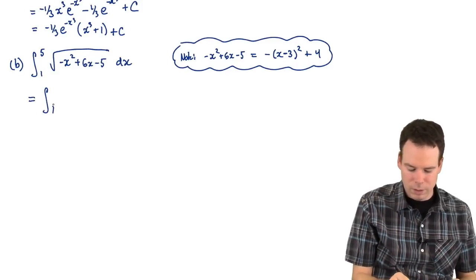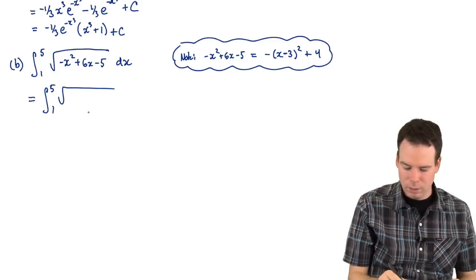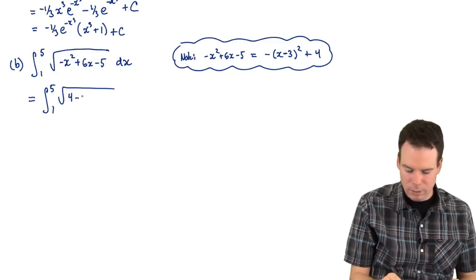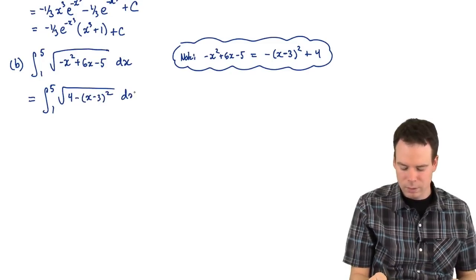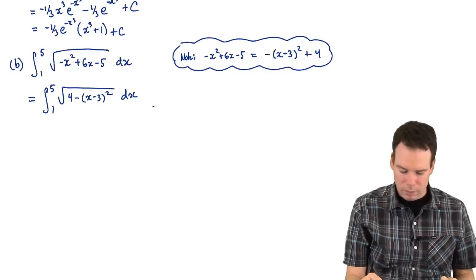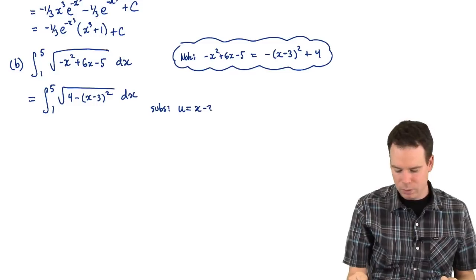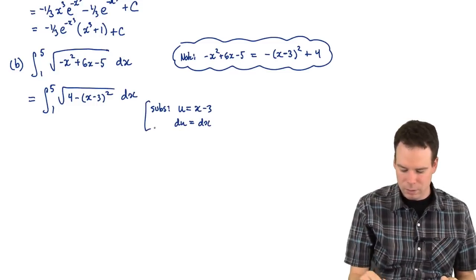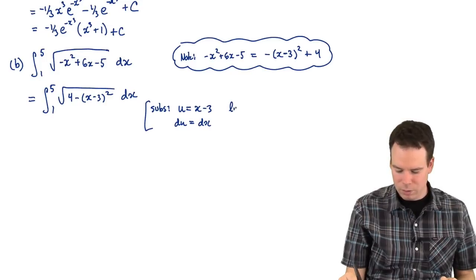So the integral becomes 4 minus, I'm just going to write it in the opposite order, dx. Okay, now what can I do? Well, I could substitute u is equal to x minus 3.